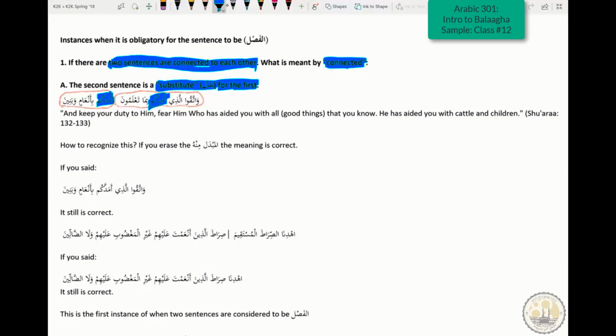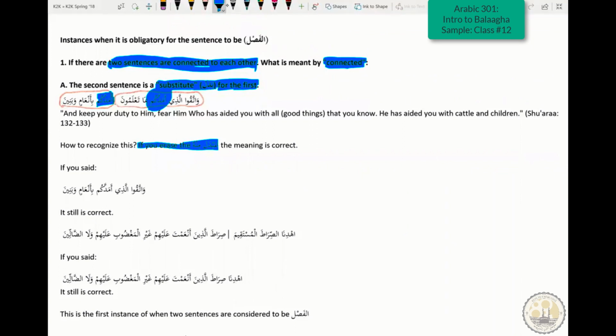So because we have al-badal here, al-kul min kul, there's no waw mentioned in between them both. Okay, it doesn't say وَاتَّقُوا الَّذِي أَمَدَّكُمْ بِمَا تَعْلَمُونَ وَأَمَدَّكُمْ بِأَنْعَامٍ وَبَنِينَ. La, the waw is not mentioned. Why? Because we have badal here. Okay, how do we recognize this? If you erase the mubdal minhu, the first one, this one right here, the meaning is still correct.